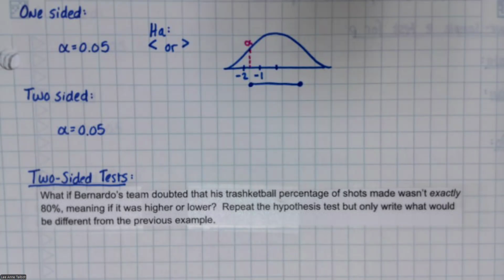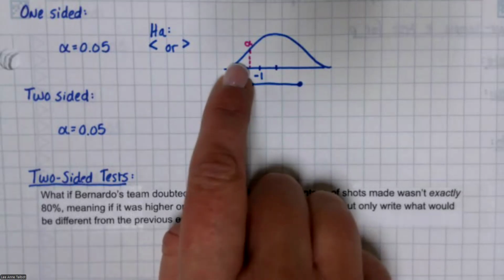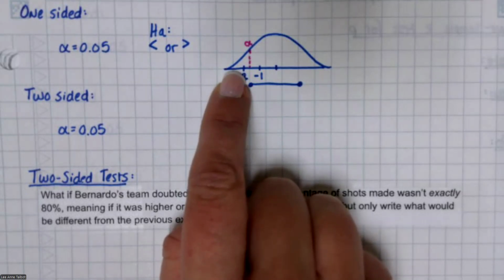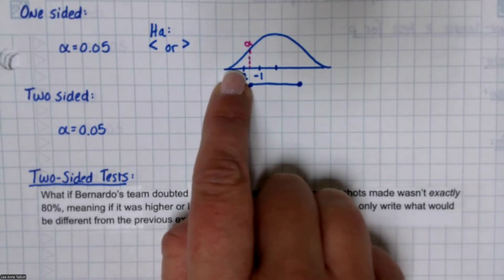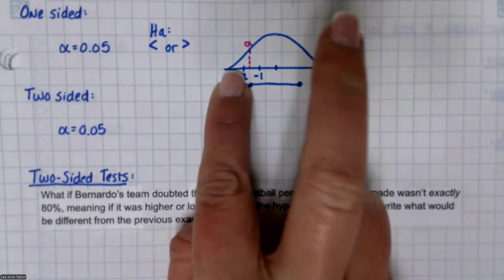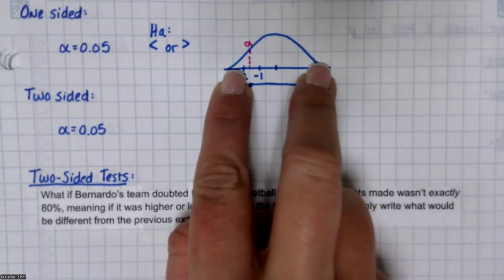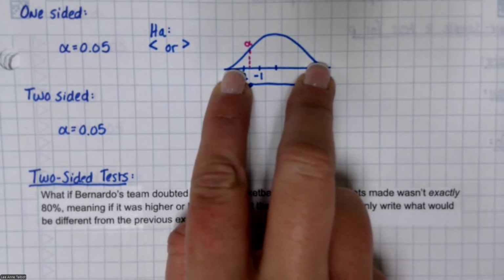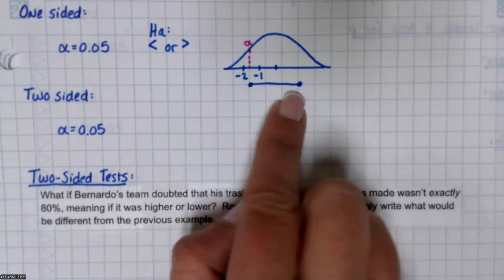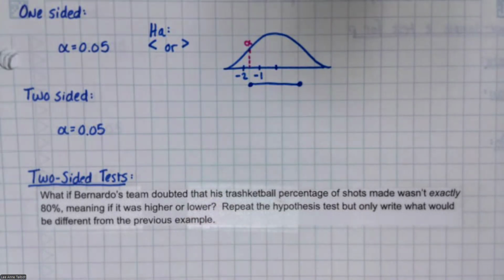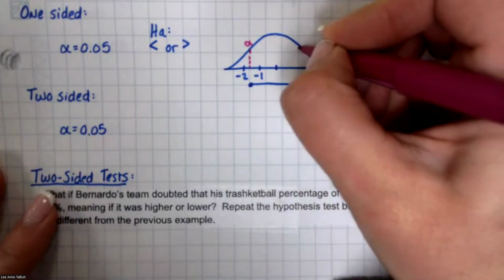It's not 95. That's the whole reason I wanted to do this. Okay, let me ask you this. What would be the area on this side? 5%. Normal curve is symmetric, which means what would be the area on this side? 5%. So what would be the area in the middle then? 90.